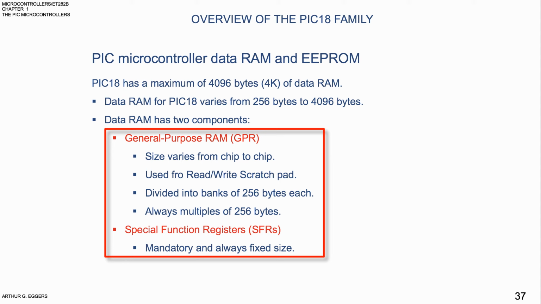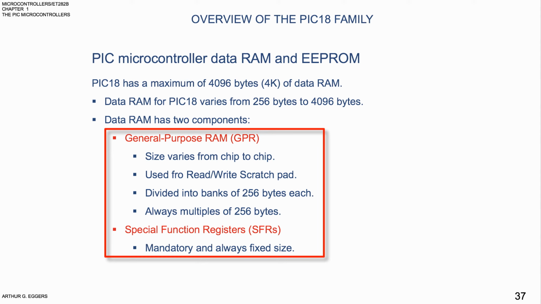Because the SFRs are fixed and every microcontroller must have them, it is the GPR's size that varies from chip to chip. For this reason, the Microchip website gives only the general purpose RAM size. The RAM GPR space is used for read-write scratchpad and data manipulation and is divided into banks of 256 bytes each. We'll see that later on. The GPR size given for the Pic18 is always a multiple of 256 bytes.